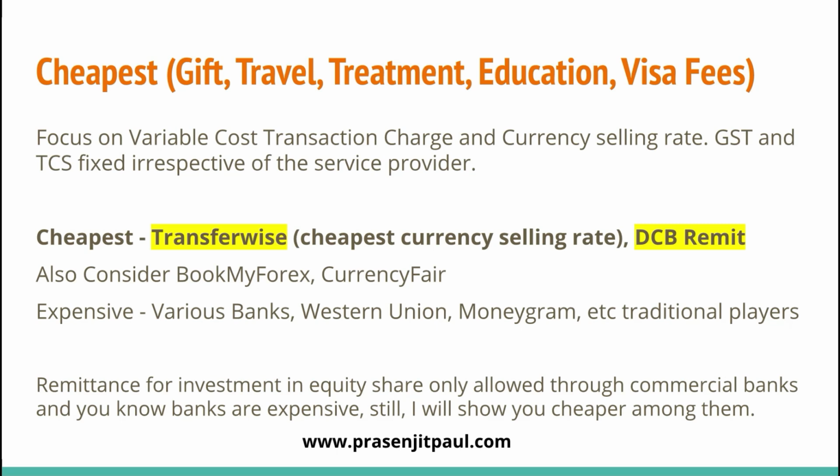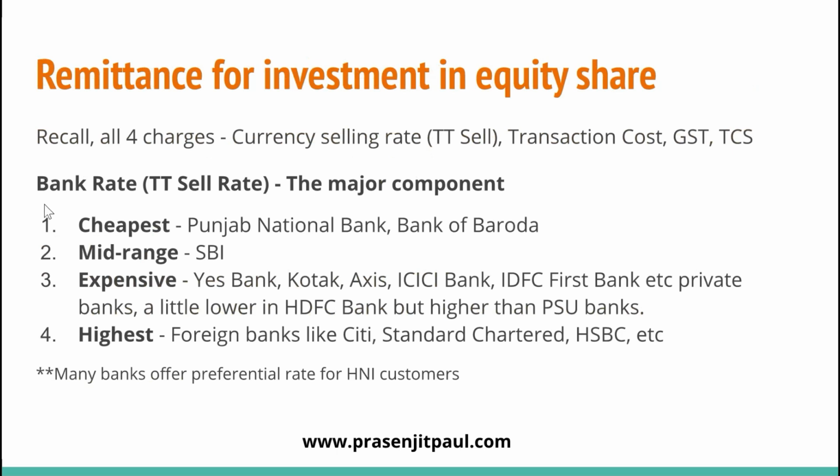Again, for banks, there are the same four sets of charges as with TransferWise or DCB Remit. One is the currency selling charge, the second is the transaction charge, third is GST, and fourth is TCS. Now companies like TransferWise and DCB Remit may not charge any transaction charge, but there is still GST and TCS, as these are fixed. So out of the banks, let's focus on which banks sell the currency at the cheapest rate. This is the bank rate, often called the TT sell rate, the rate at which the bank sells currency to you so you can transfer funds to your foreign relative, for foreign travel, or for equity investment.